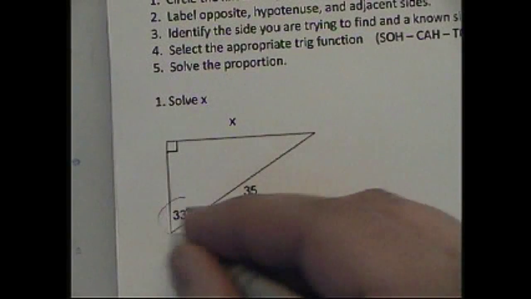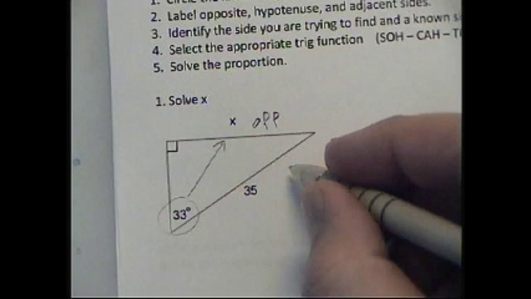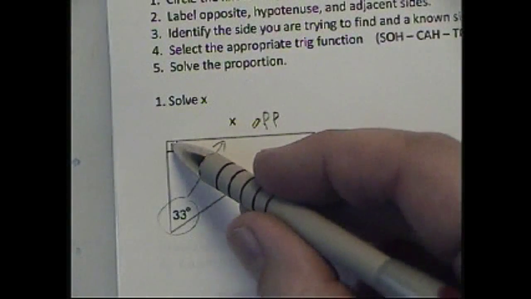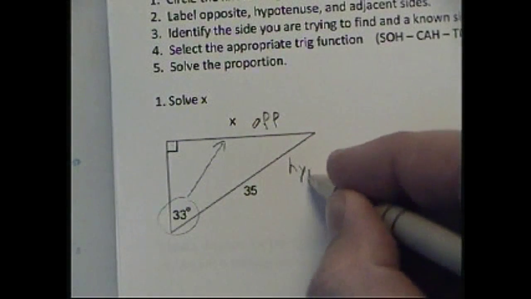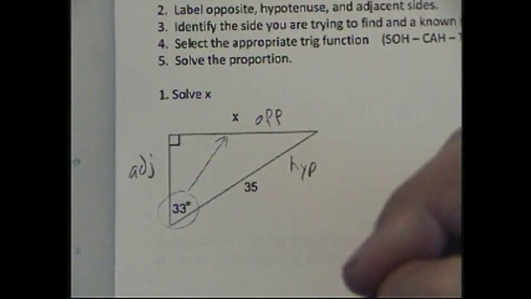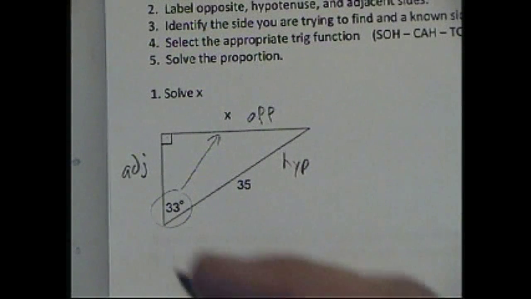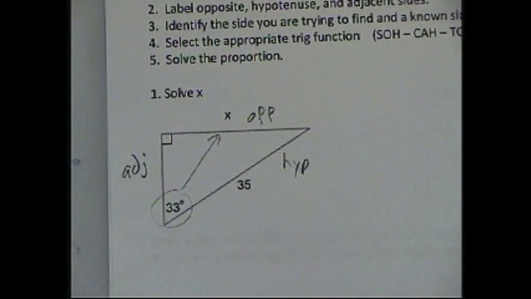First step is to circle your angle and immediately identify your opposite side. I always then like to go to my hypotenuse. The hypotenuse is across from the 90, and that leaves only one choice for your adjacent side. The reason we need to identify those is because we don't know which trig function to use. Each function matches up two sides of the triangle, so you have to pick the appropriate two sides.